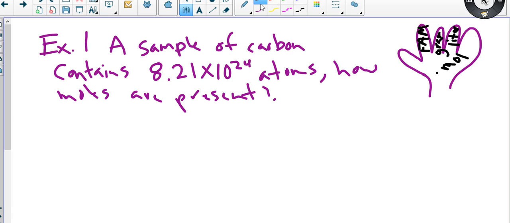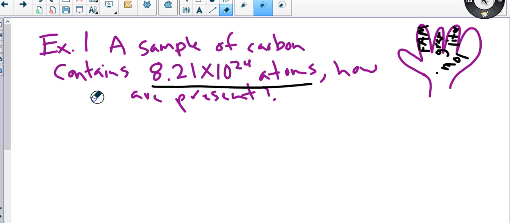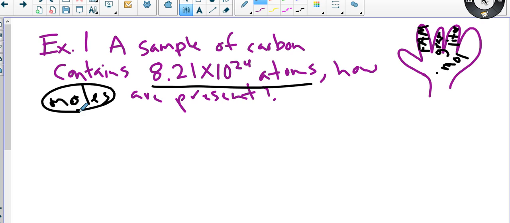Okay, what did you underline, please? Katie, I picked you again. Sorry. 8.21 times 10 to the 24th atoms. Cool. What should I circle, Anna? Yeah, and that looks really like a mess, so I'm going to fix it. Moles. Yeah, so just moles. So what unit am I looking for?